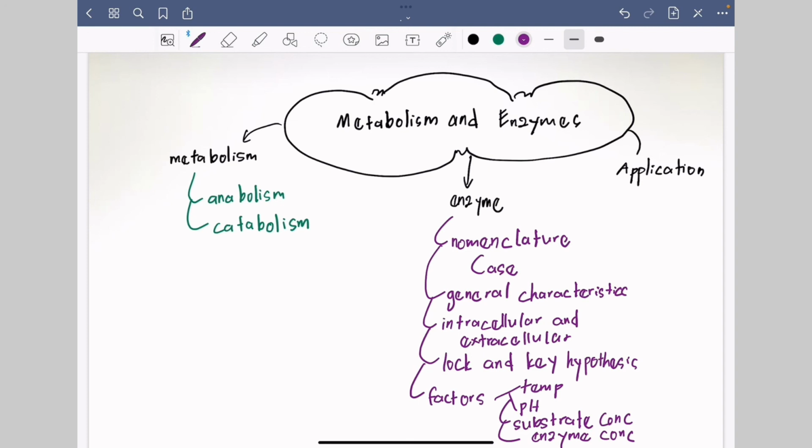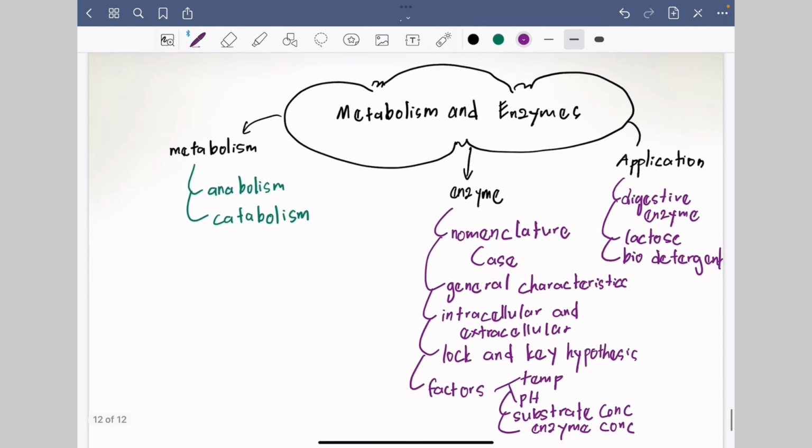Now about application, we learn the digestive enzymes such as pepsin and trypsin, and then we learn about lactase that can be found in the milk and fruit juice, biodetergent. Yeah, that's all we learn about this chapter.